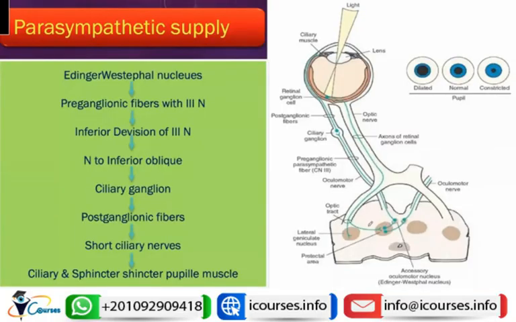As you can see here, the center will be coming from the Edinger-Westphal nucleus that will give the preganglionic fibers passing with the third nerve until they reach the nerve to inferior oblique, then they will relay at the ciliary ganglion. Then the postganglionic fibers will pass with the short ciliary nerves until they supply the sphincter pupillae muscle and the ciliary muscle as well. So supplying the sphincter pupillae muscle will lead to miosis, and supplying the ciliary muscle will lead to accommodation.